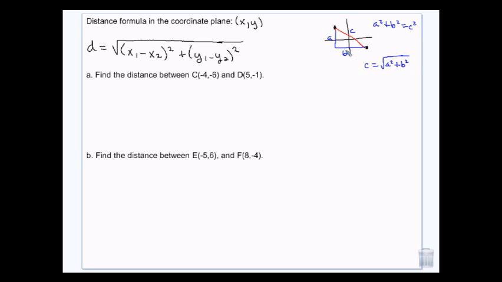And to find a, I'm subtracting the y's. And to find b, I'm subtracting the x's. So these are a and b. That's where this comes from. So just visually, that's what you're doing. You're making a triangle essentially to find the distance, except you're skipping the part where you actually make the triangle to find the distance. You don't have to actually draw it out.